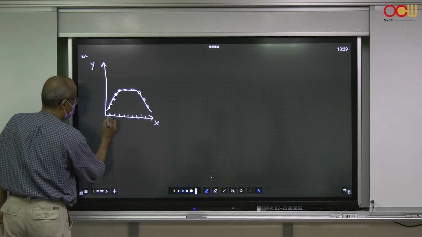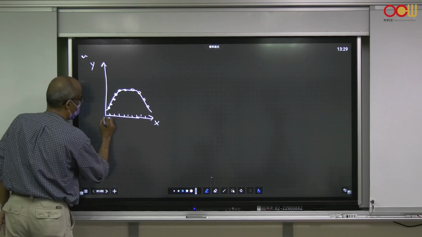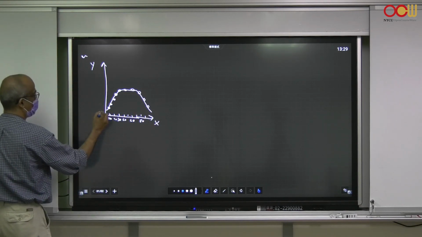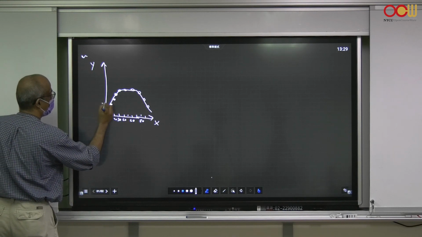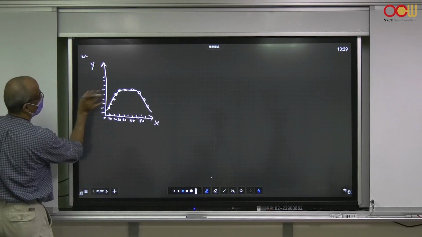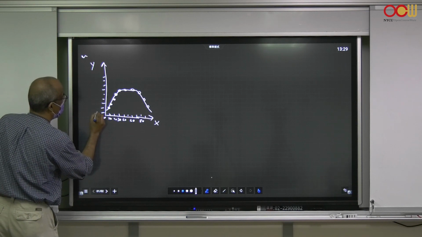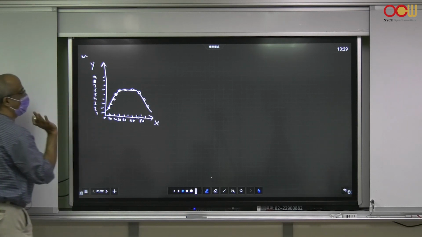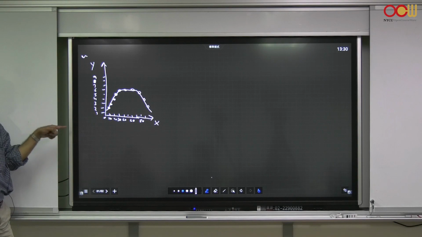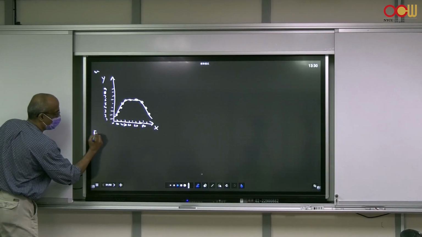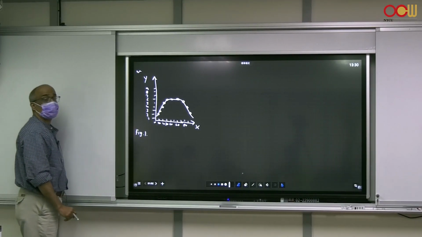So let's say something like this, and also this will have some numbers. Although you should put the points inside, just for the sake of it, I'm writing here. Maybe this is something like this. So this is our data. So what is the caption? Let's say this is figure 1. What is the caption? Anybody?